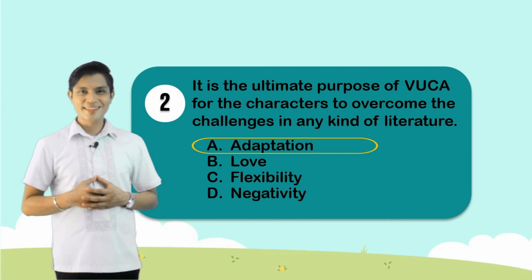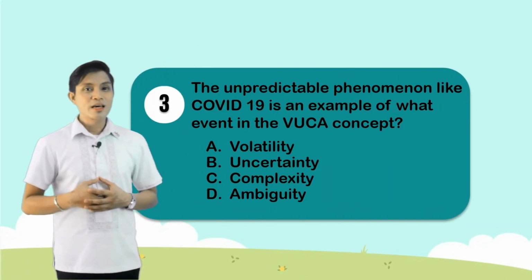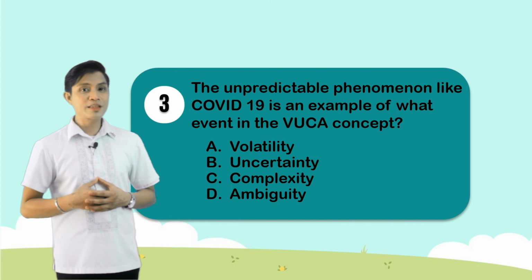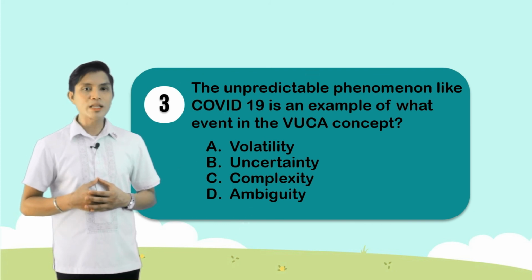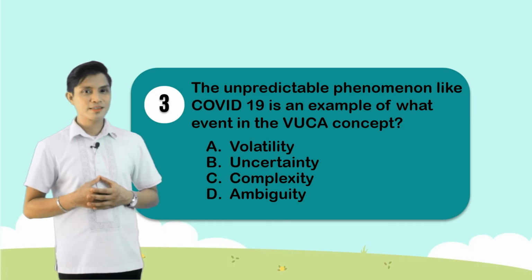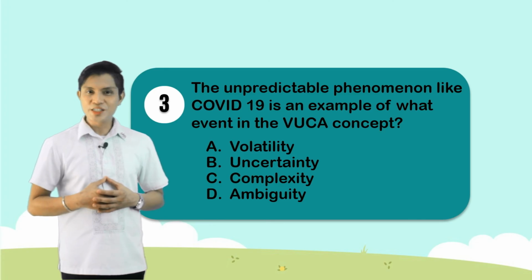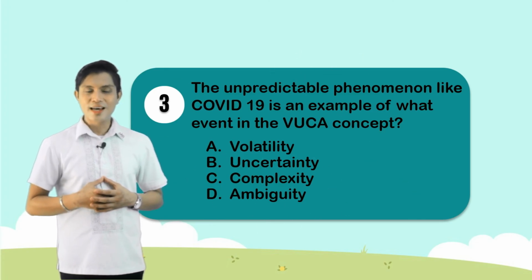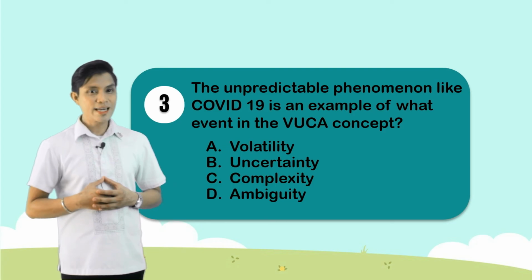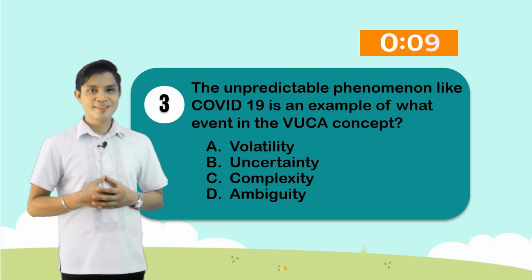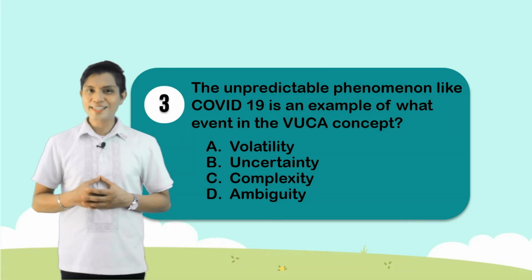You got it right. Number 3. The unpredictable phenomenon like COVID-19 is an example of what event in the VUCA concept? Is it A. Volatility? B. Uncertainty? C. Complexity? Or D. Ambiguity? The correct answer is B. Amazing!